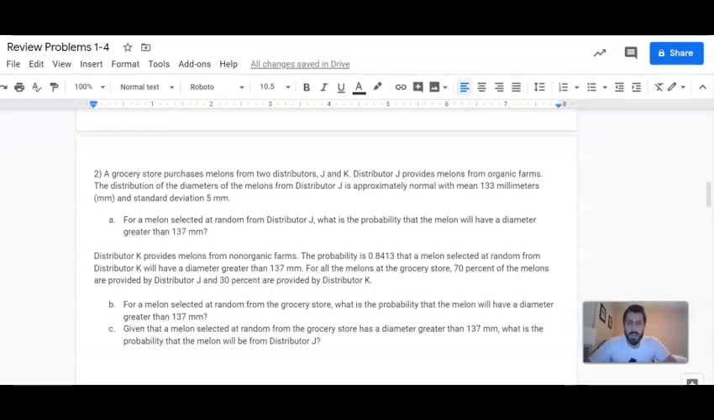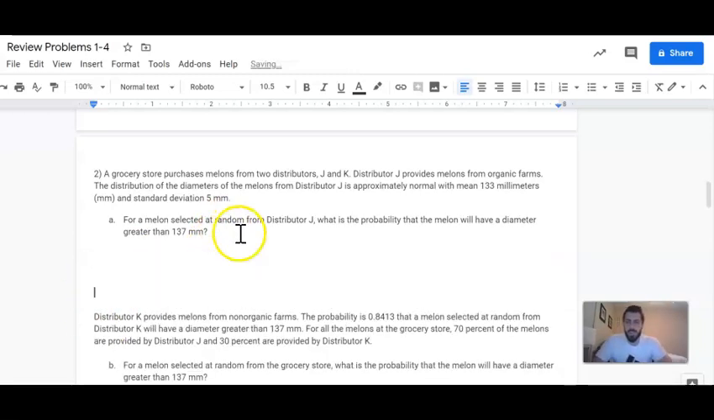For a melon selected at random from distributor J, what is the probability the melon will have a diameter greater than 137 millimeters? So this is just like the end of the last one. It's just a normal distribution problem. It gives us the mean 133 millimeters, a standard deviation of 5 millimeters, and so we can go ahead and draw our normal curve.